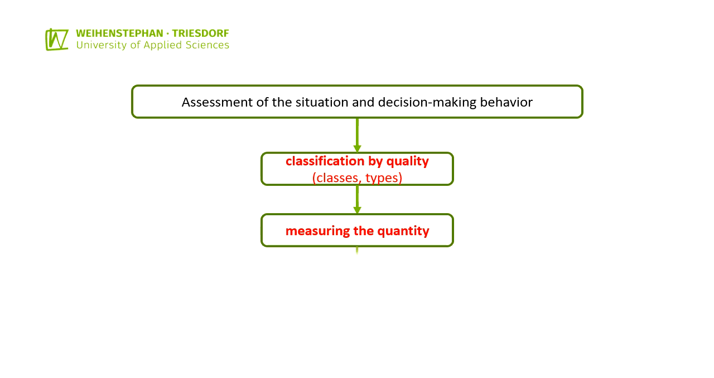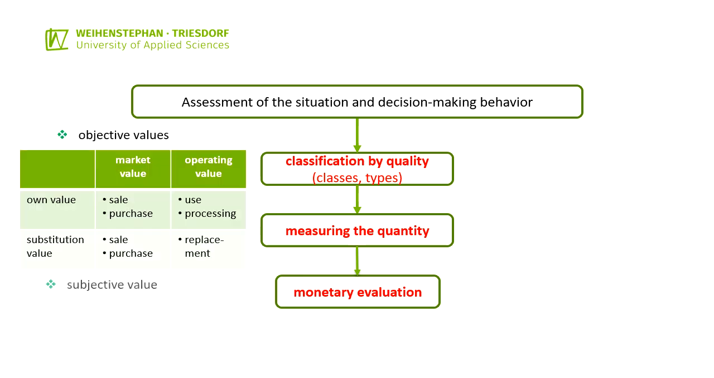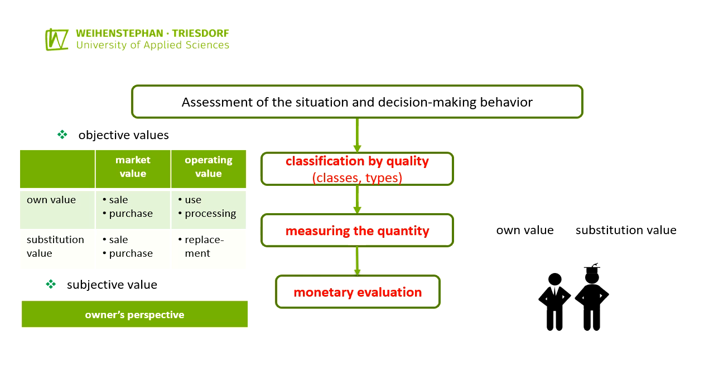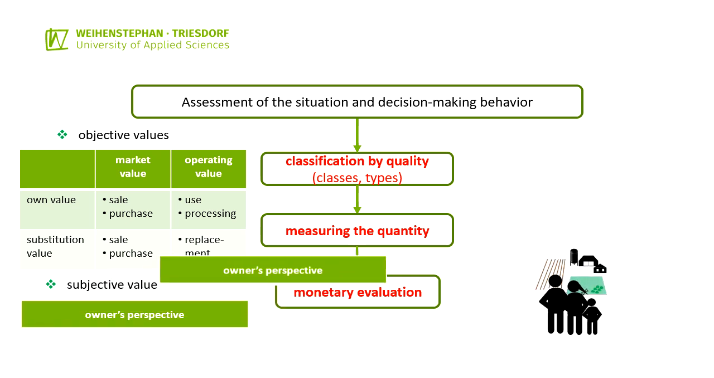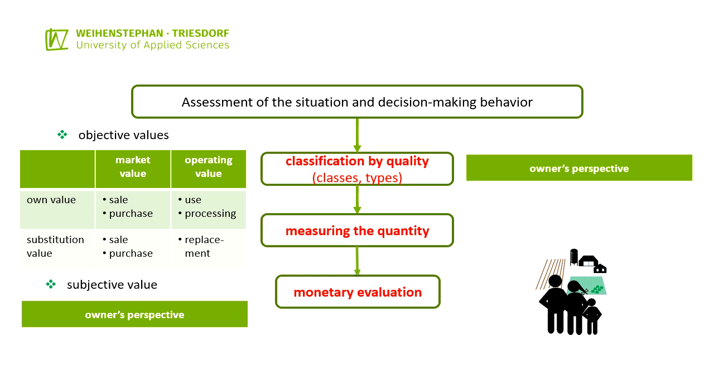When evaluating resources, the need to select the relevant value arises from the fact that each resource can have multiple values simultaneously. Analyses by external experts align the selection of the relevant value with the goal of profit maximization. However, internal analyses by farming families do not necessarily have to follow this economic principle.